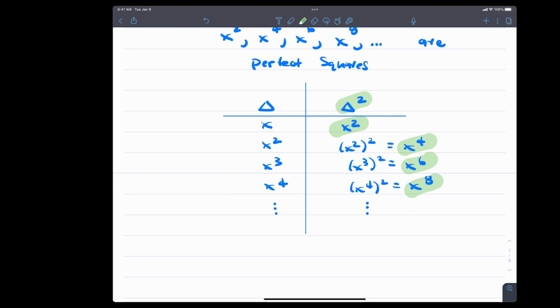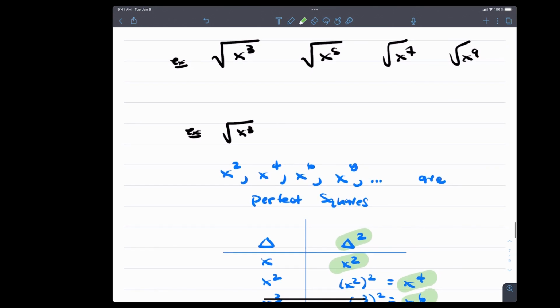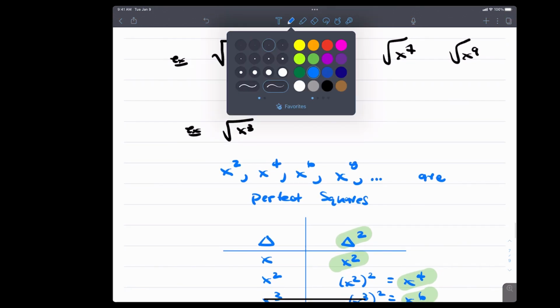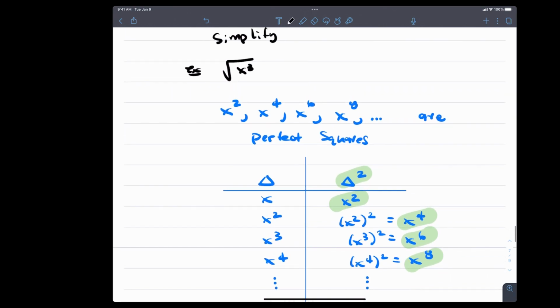You guys remember, these are all the perfect squares, so we can take the square root of those. So you might say, why did you do now all the odd powers here? Because we're going to do this phrase called what? Simplify. So x to the third, if I looked at this first one, you know where x to the third would be? It would be right in here. Is that true? It's between x squared and x to the fourth.